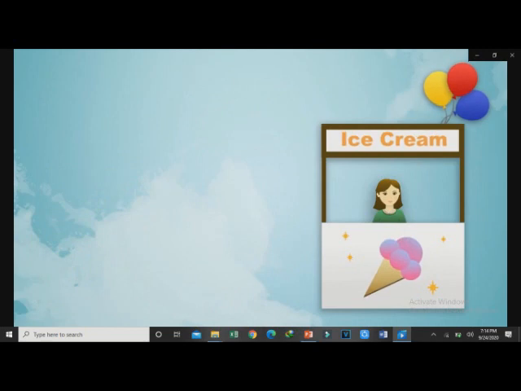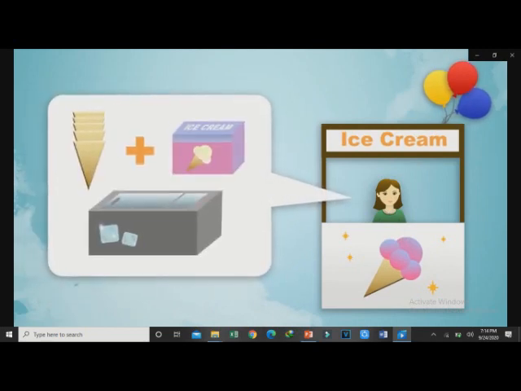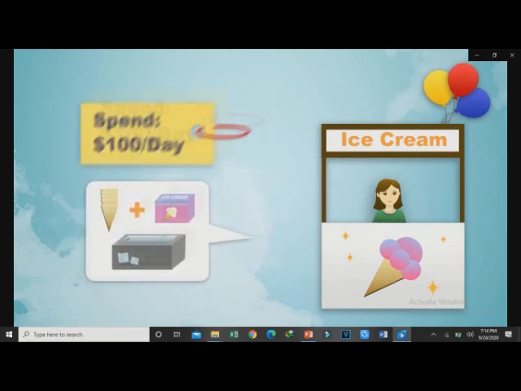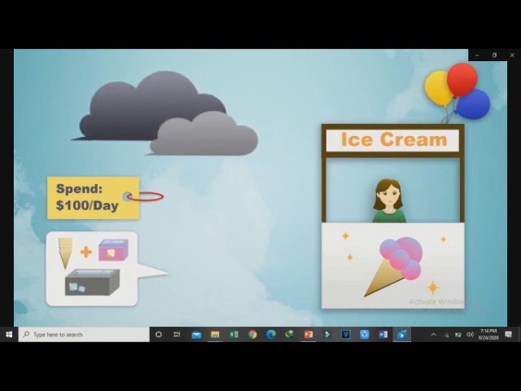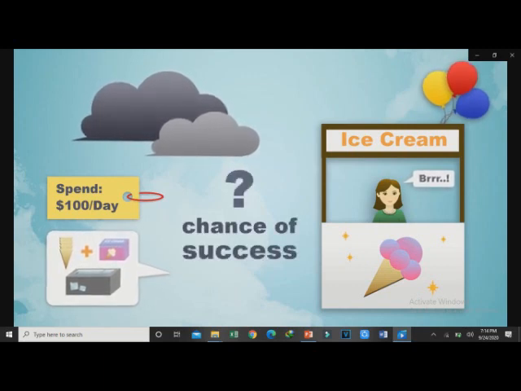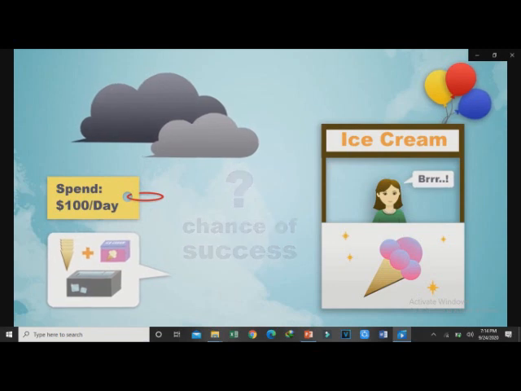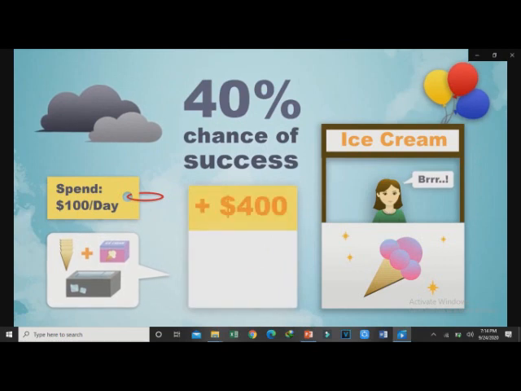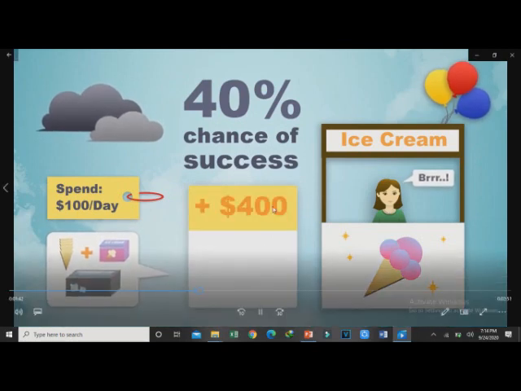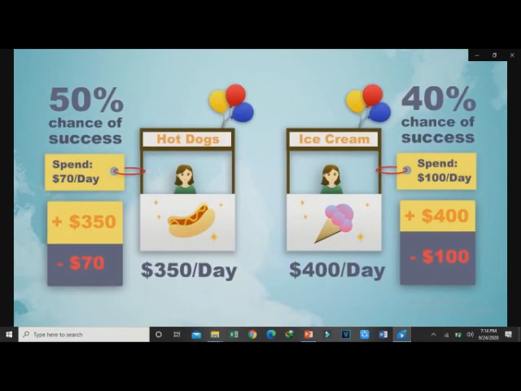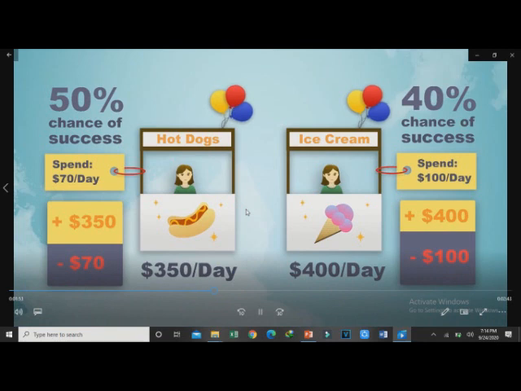For the ice cream stand, you'll need cones, ice cream, and a freezer. Let's say you spend $100 a day, but there's a problem. You discover that it's supposed to be cloudy over the weekend. When people are cold, they don't eat as much ice cream, so the stand has a lower chance of success. In fact, you imagine it'll probably only have a 40% chance of success. If you are successful, you'll earn $400. But if you fail, you'll lose $100 due to the cost of supplies. Now, it's not so simple. Which one do you choose?